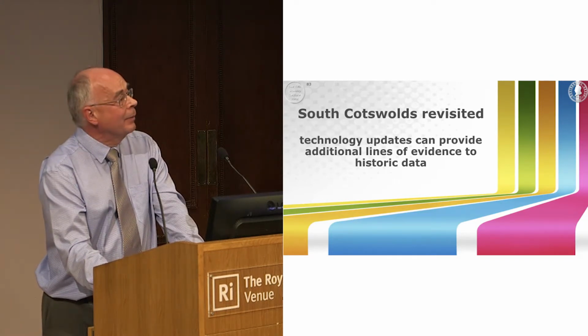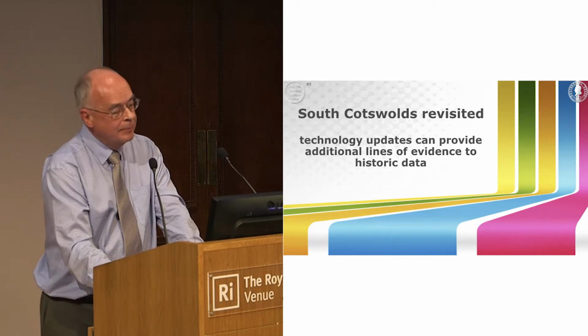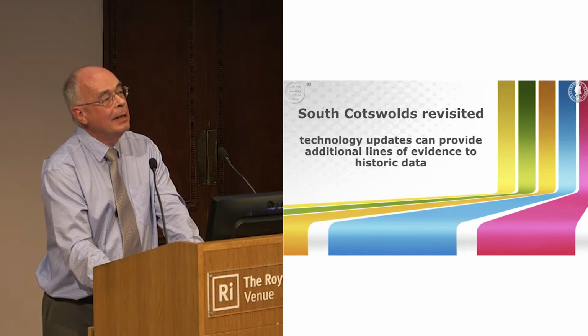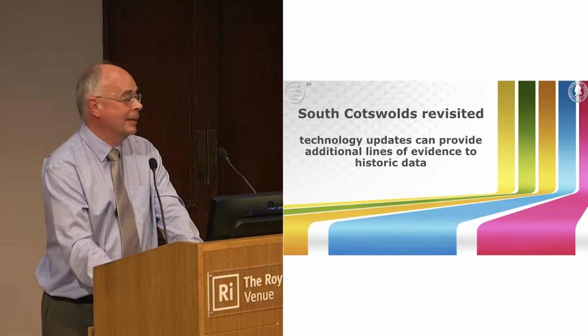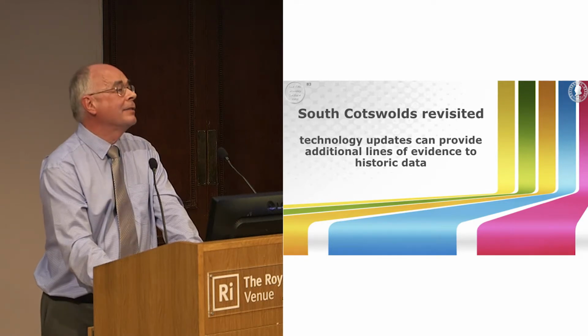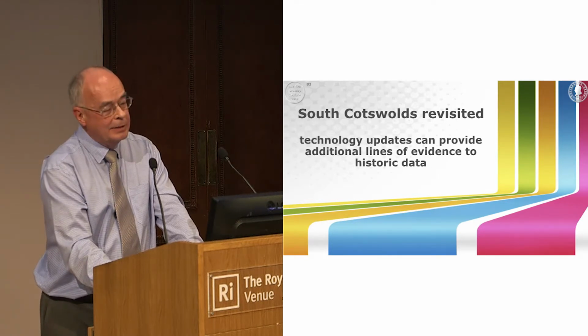And that got me thinking. Should I go back to my original Cotswold mapping? Can I update this with new technology, as Johnny's just been explaining to us? And can I get additional lines of evidence to add to my historic data set?